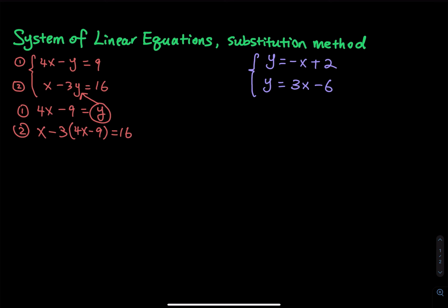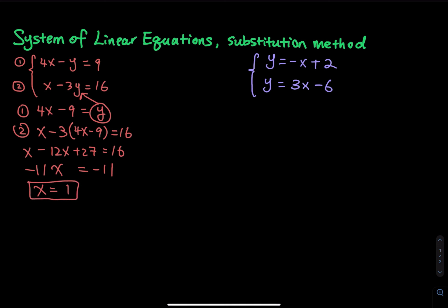So back to equation number 2, you distribute 3. So you have x minus 3 times 4x, that is 12x, and minus 3 times negative 9 is plus 27, equals 16. So x minus 12x, 1 minus 12 is negative 11, and then 16 minus 27 is negative 11. So x equals 1.